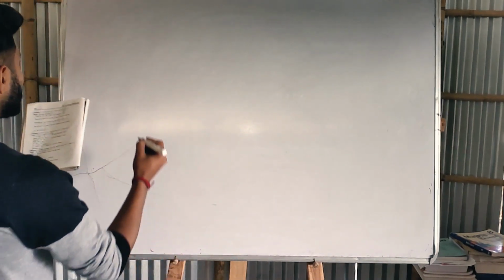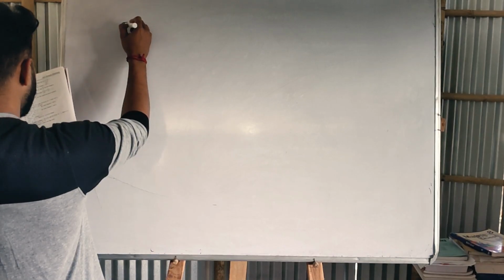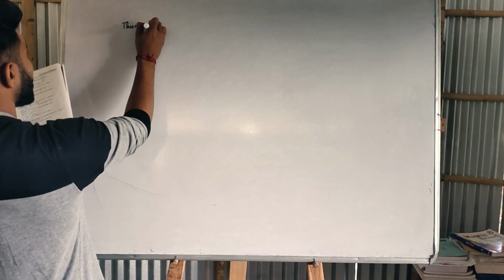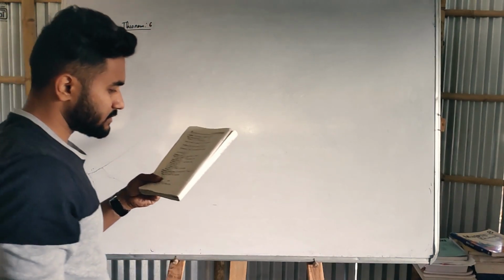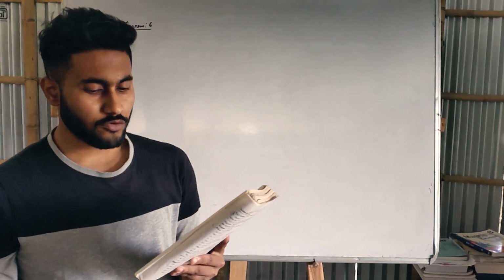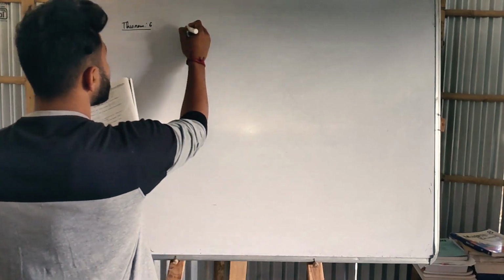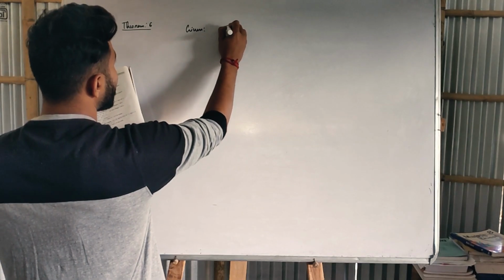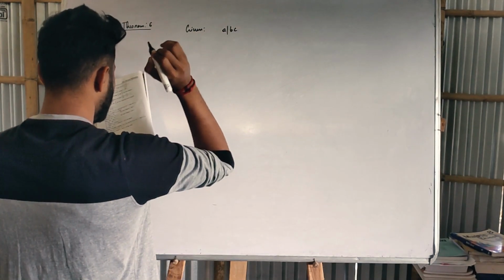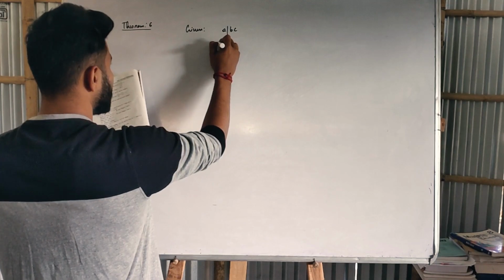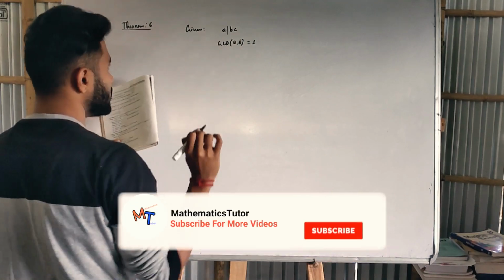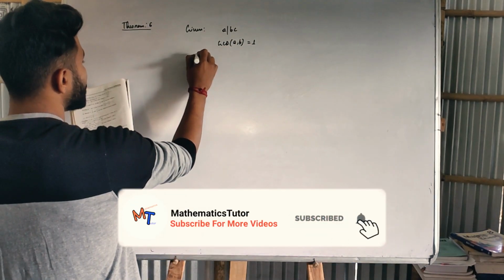Okay, so once we read theorem 6, what is theorem 6? If A divides BC, and GCD of A and B is equal to 1, then A divides C. We have to prove that A divides C. So what is given in this theorem? It is given that A divides BC, and that GCD of A and B is equal to 1. These two things are given, and we have to prove that.